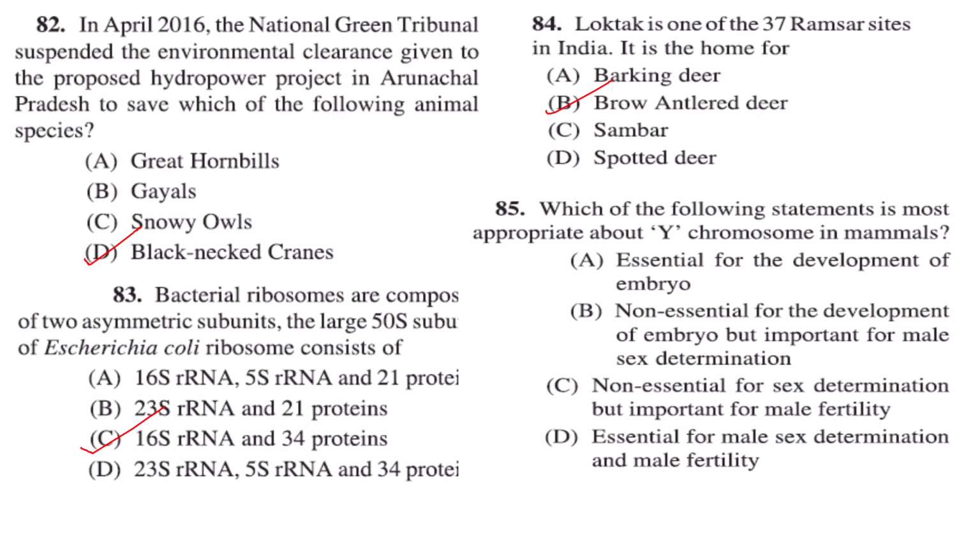Because the Y chromosome is important for sex determination. So they have mentioned non-essential for sex determination, which is not correct. Then essential for male sex determination and male fertility, that is correct. So option D is more correct than non-essential for development of embryo but important for male sex determination. In B, they have mentioned only male sex determination, but it is also involved in male fertility. So D is more correct than B.